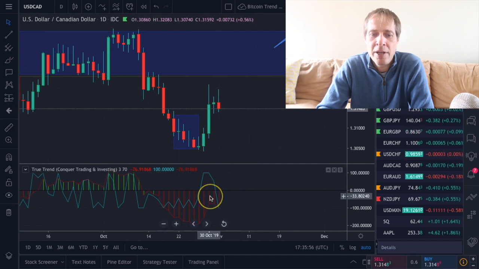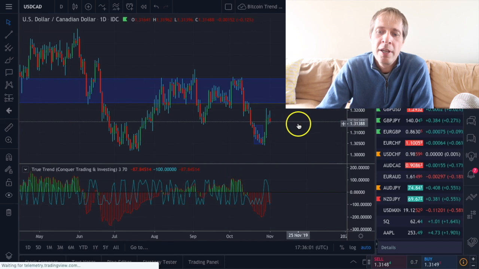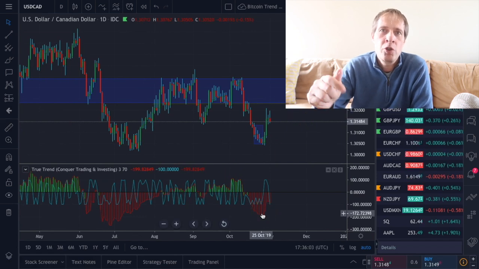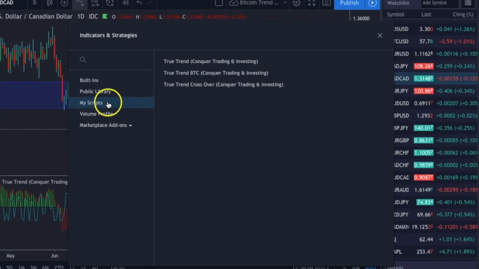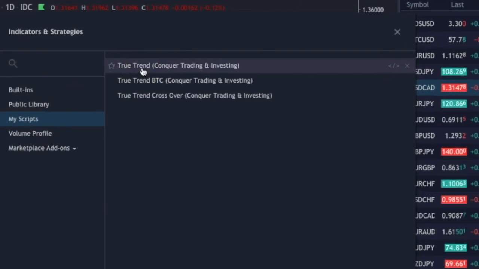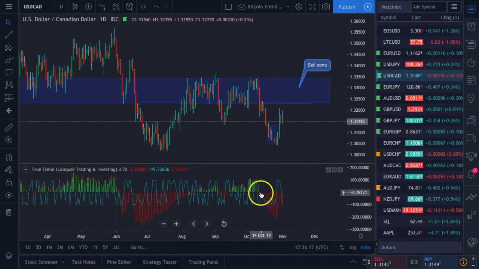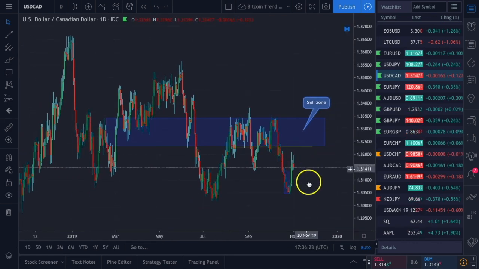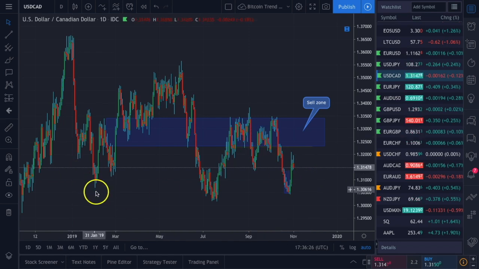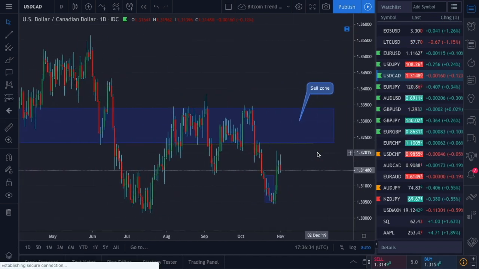We do have a negative trend, so I'm going to zoom out a little bit to see, and here, this is why it's so helpful to have this True Trend indicator. You can just go ahead and add it by looking for True Trend. This is True Trend, Conquer Trading, Investing, and I saw that the trend is down. I zoomed out, and then I could see that, well, yeah, the trend is down, right? Just look at this. I could see almost a triangle developing, but I do see this big blue sell zone area, which is providing a lot of resistance.